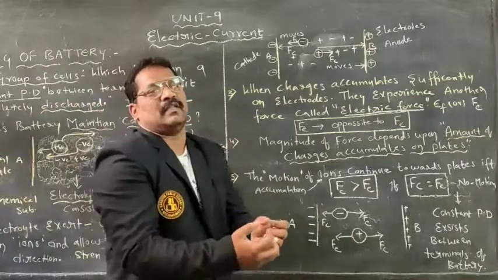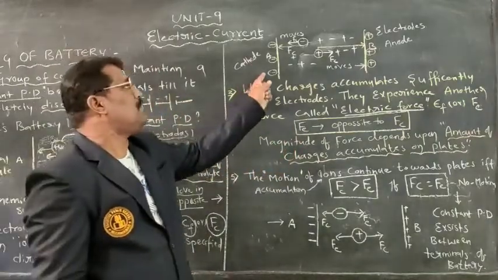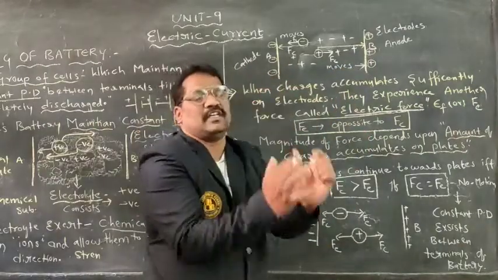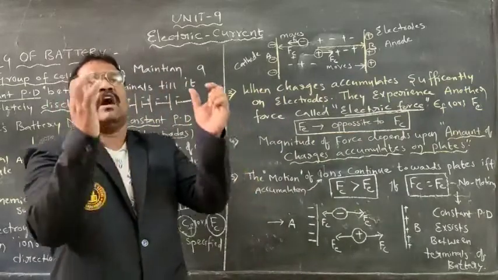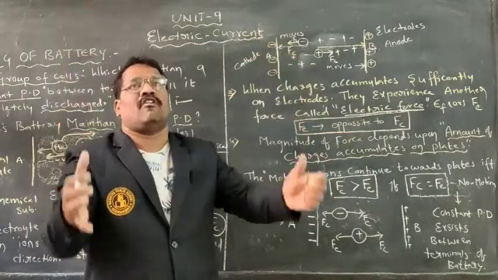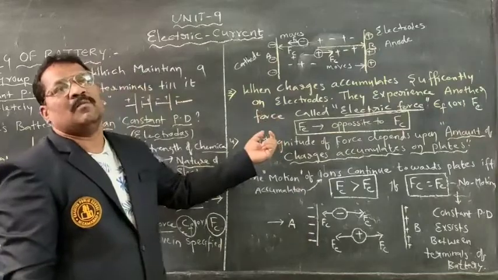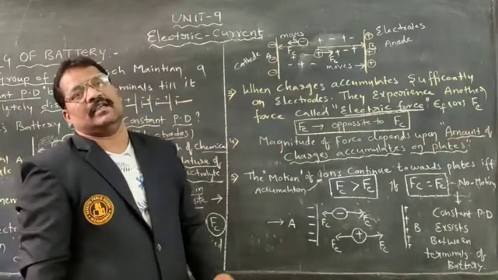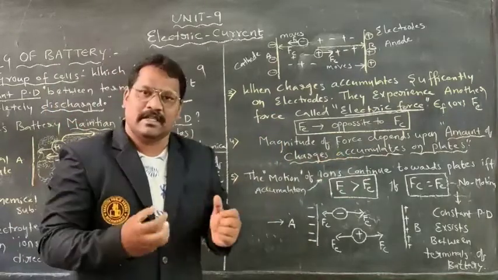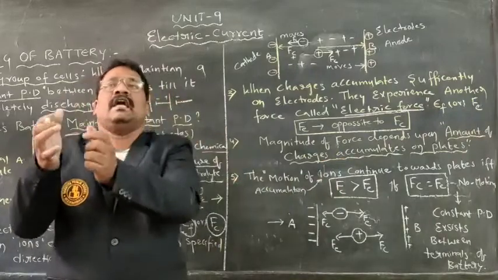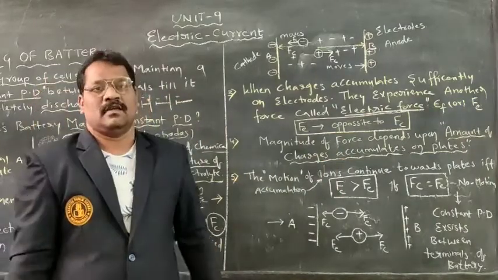But the number of charges accumulating on the plates attains a sufficient amount, depending upon the voltage of the particular battery. The number of charges accumulate, yes or no, children? As it is having potential difference.